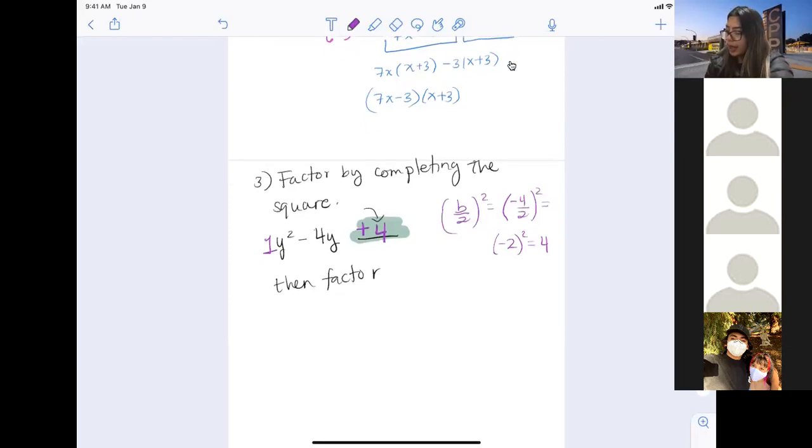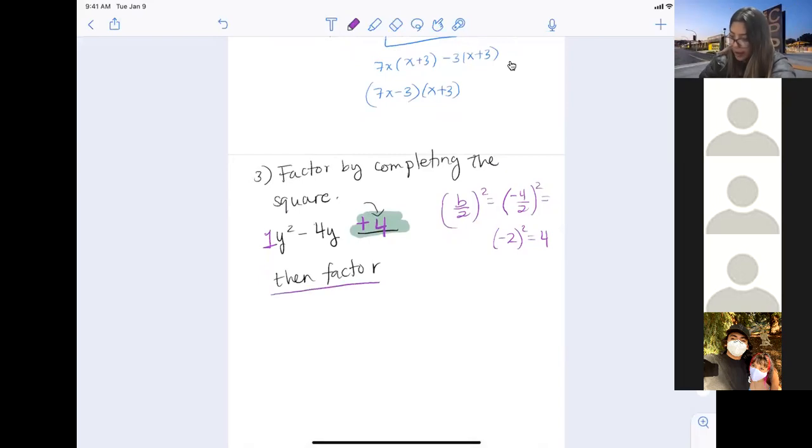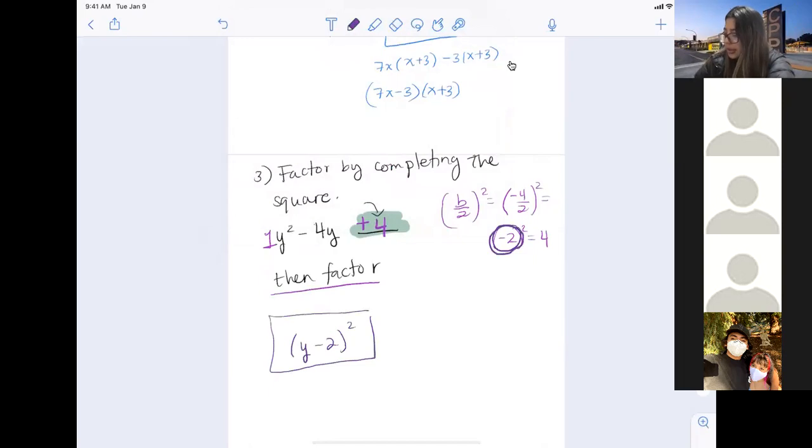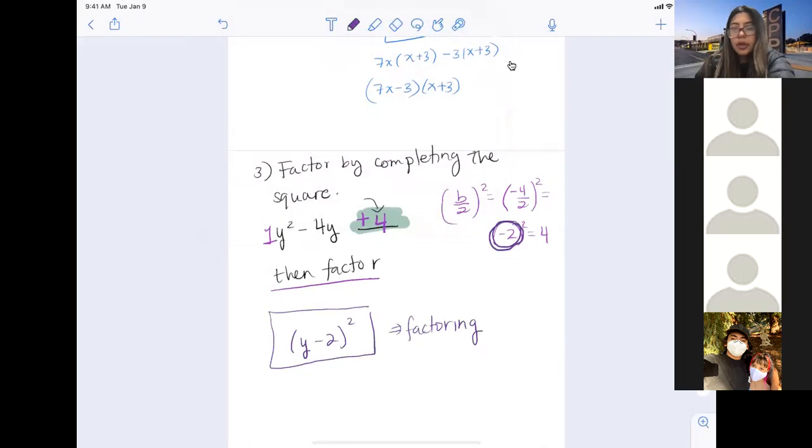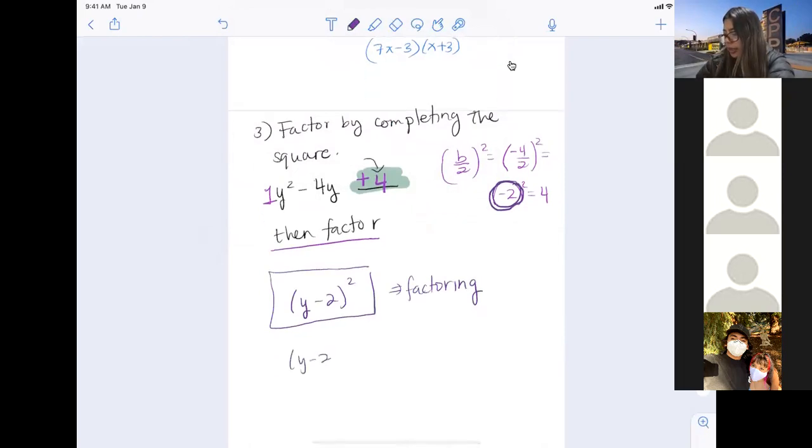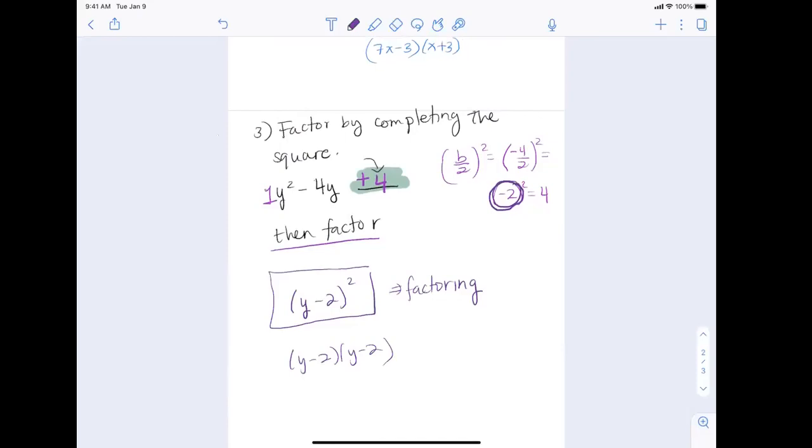All right, now, how do I factor? Well, the factoring part comes with the number that's inside the parentheses. This factors as y minus 2 squared. This is the factorization. You can write it this way, or you could do y minus 2, y minus 2. They're both correct. Questions? Questions here. This is a time to ask questions, folks.